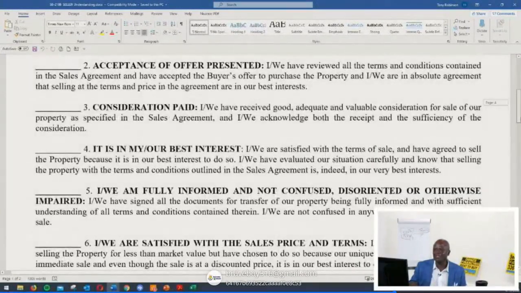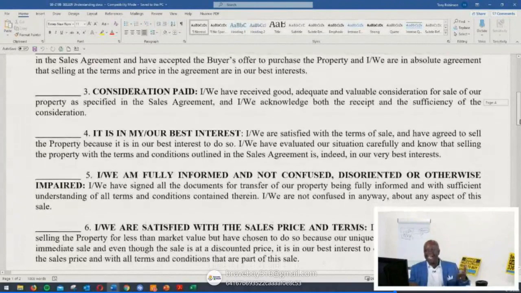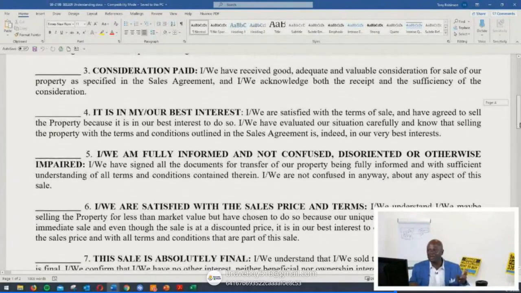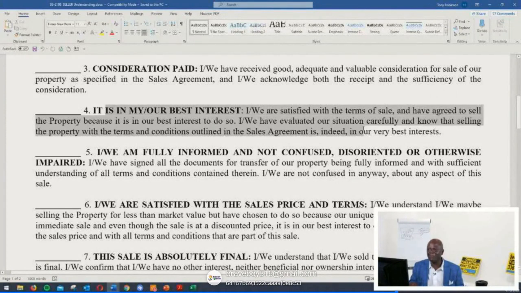It says that consideration was paid. So basically they say that they have received good and adequate and fair consideration for the sale of their property. All right, and they acknowledge that they received sufficient funding for it. It says that it's in their best interest to sell, and they've evaluated their situation, and they've decided to move forward with selling this property.